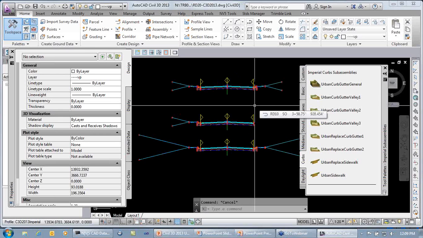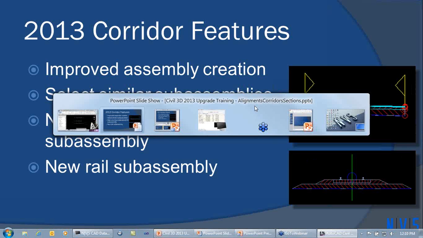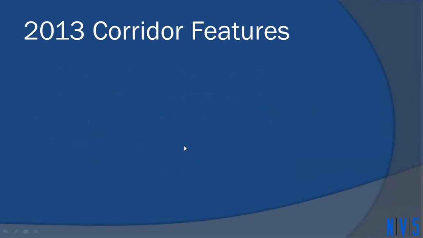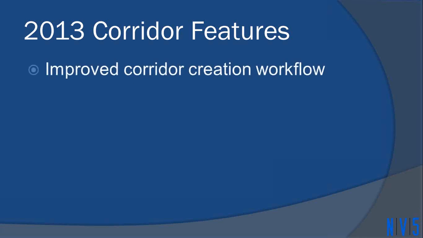All right, so that's subassembly creation. Let me jump back into the PowerPoint here. It looks like I need to pick up my pace just a little bit. All right, so now moving along, corridor features. Let's look at the corridor itself.